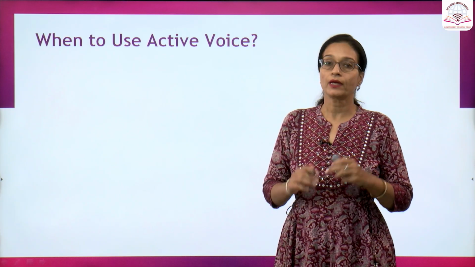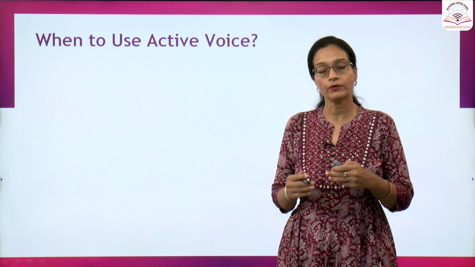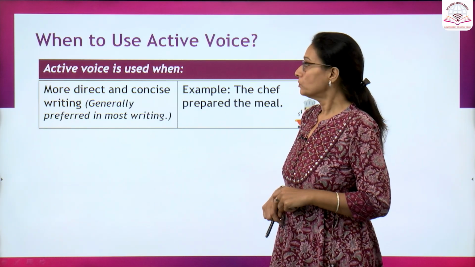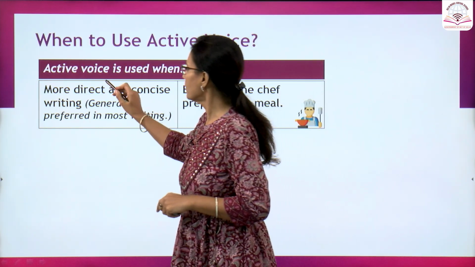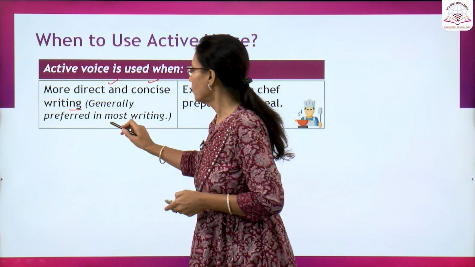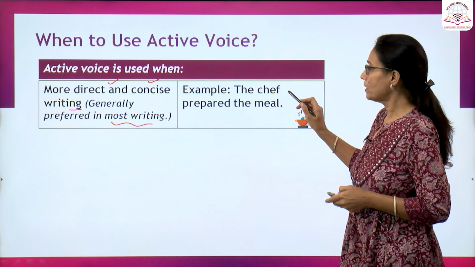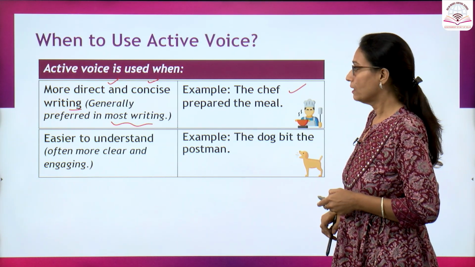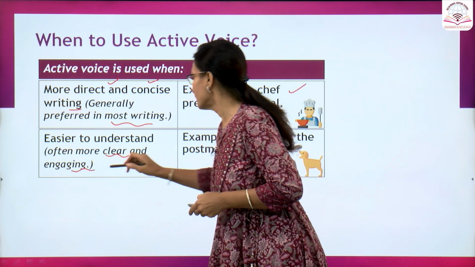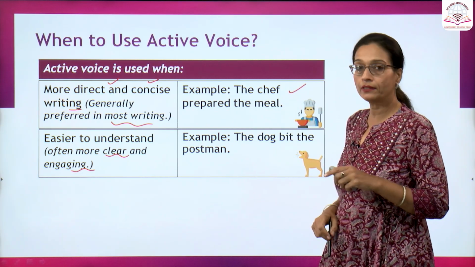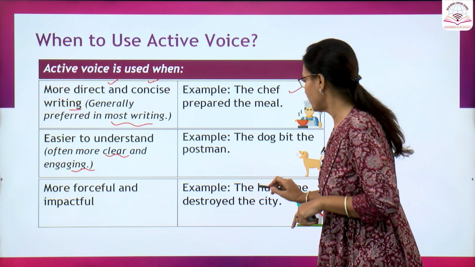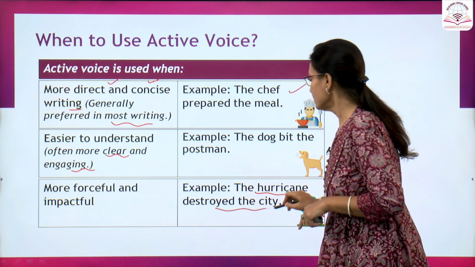Now that we talked about active voice and passive voice, let us try to understand their uses. To begin with, let us talk about active voice. So, the active voice is used when we are talking about more direct and concise writing. Generally, this voice is used in most of the writing. For example, the chef prepared the meal. It is easier to understand often because it is more clear and engaging. For example, the dog bit the postman. It is more forceful and impactful. For example, the hurricane destroyed the city.